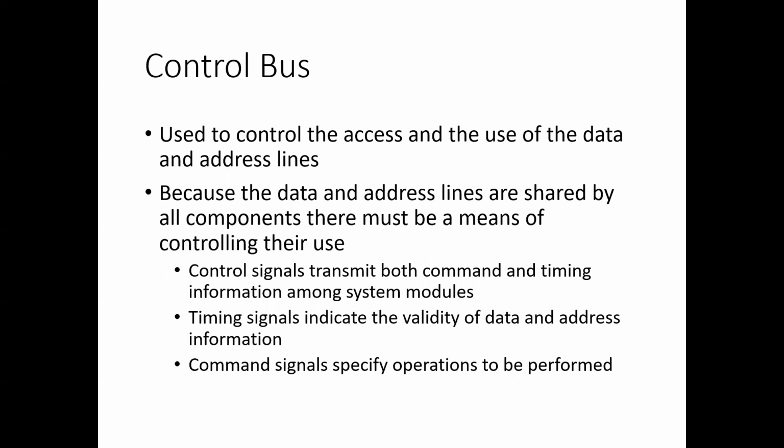Last but not least is the control bus, which is used to control the access and the use of data and address lines. Because the data and address lines are shared by all components, there has to be a means of controlling their use. So control signals transmit both commands and timing information among the system modules. They indicate the validity of the data and the address information, and they specify the operations that you're going to be performing. In other words, it says who or what can use the data and the address bus.